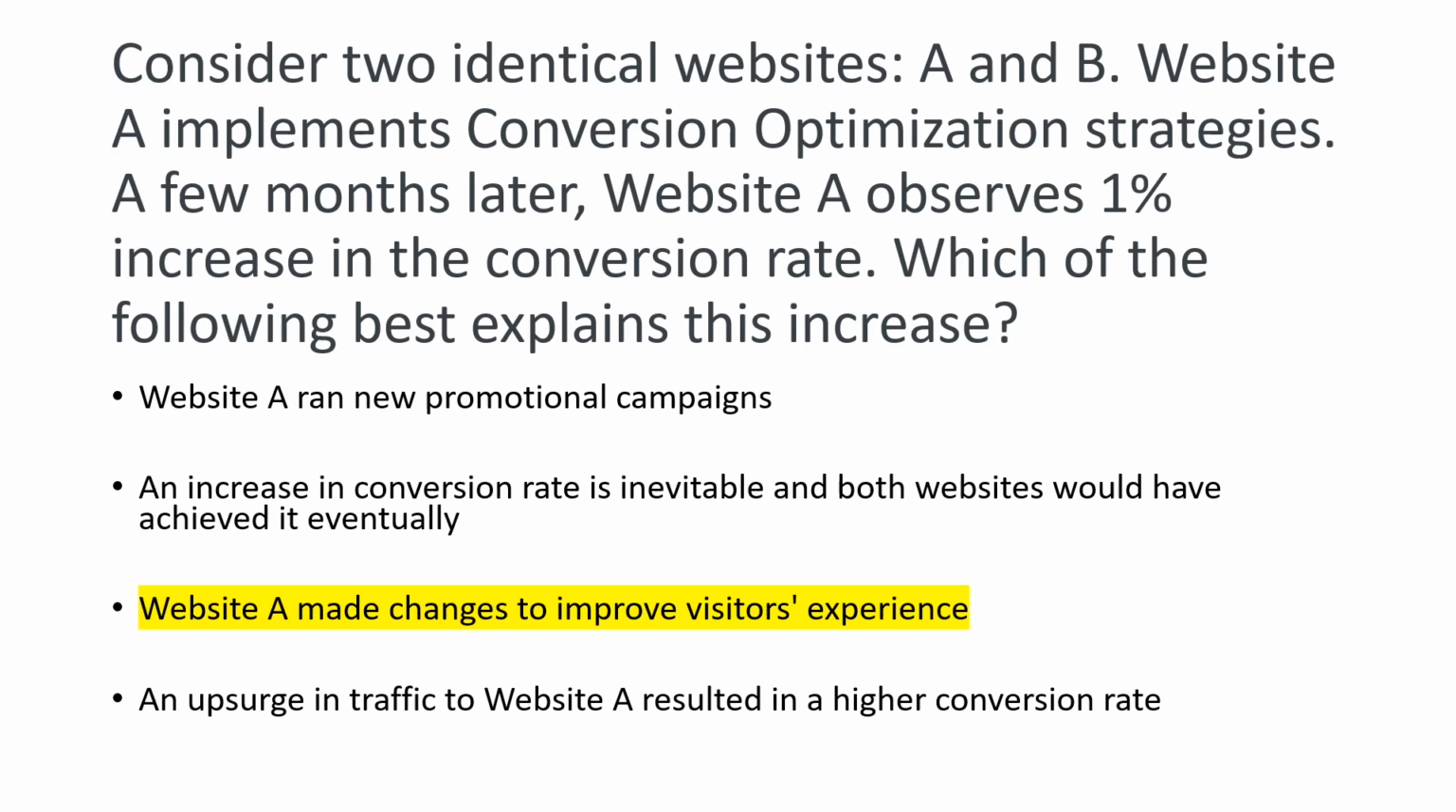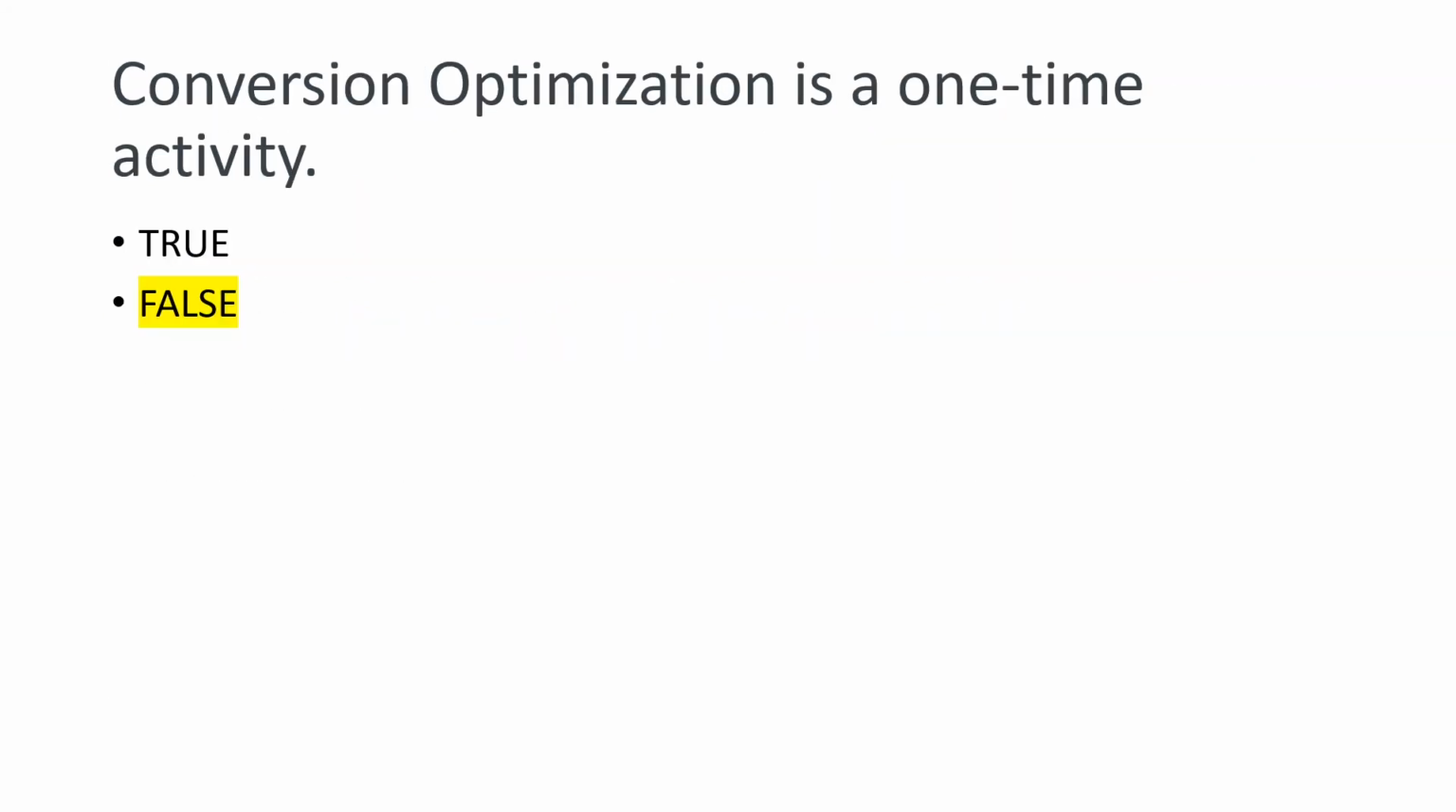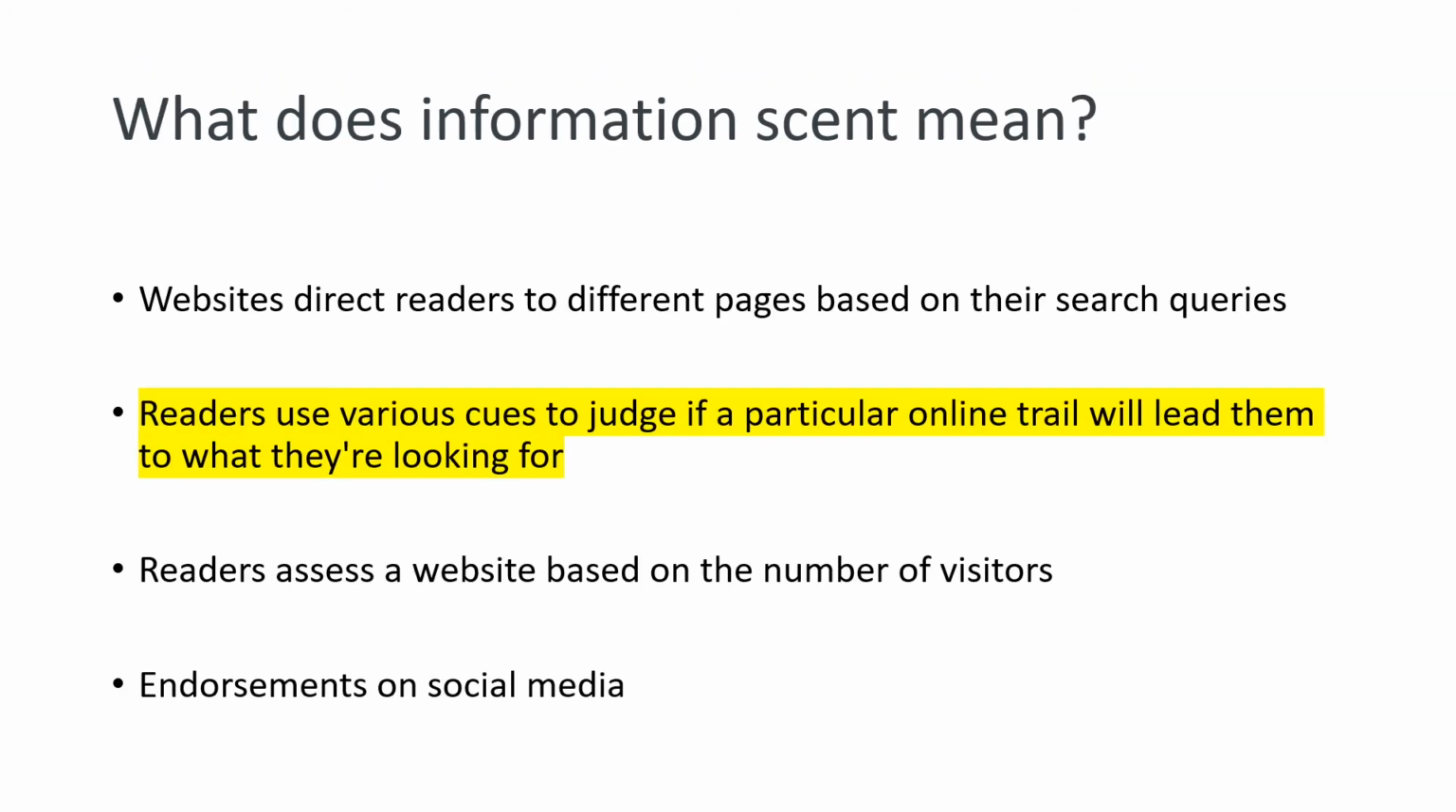272. Consider 2 identical websites, A and B. Website A implements conversion optimization strategies. A few months later, website A observes a 1% increase in the conversion rate. Which of the following best explains this increase? Website A made changes to improve visitors' experience. 273. Conversion optimization is a one-time activity. False.